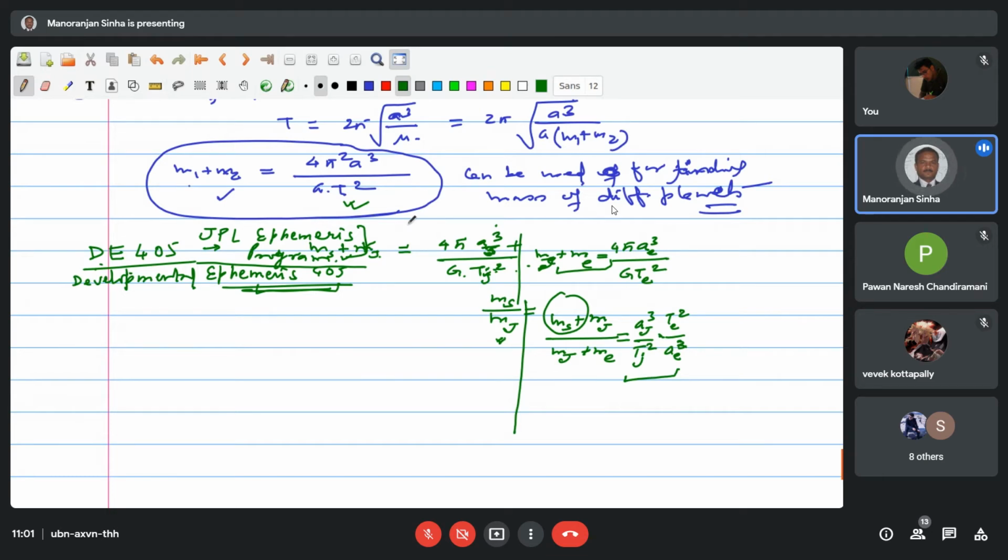So this way, if you are planning an interplanetary mission, you have to send a satellite from Earth to any other planet. What trajectory it has to follow, where that planet will be at the time it is getting captured, everything can be computed. Nowadays, this developmental ephemeris, because I did it something like 2007, 8, 9, at that time D405 was the latest one. Now it has been updated.